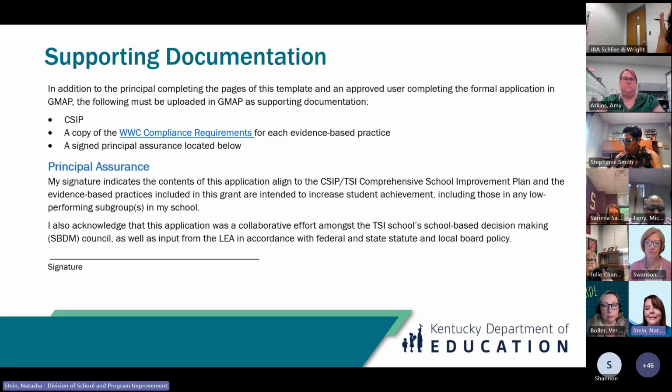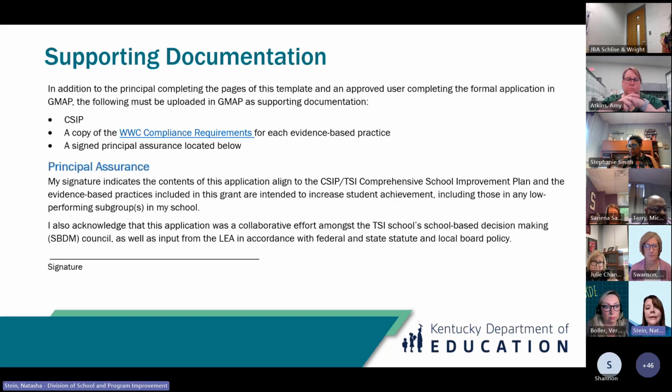Okay, so along the way, we've shared with you many requirements associated with this application. So I just kind of want to summarize here all of those required components of the application. So alongside the application itself that is officially in GMAP, we also need the following items uploaded. We need your CSIP, the What Works Clearinghouse compliance requirements document that Ruth went through earlier, and then also the signed principal assurance. And that's the last page of the electronic template.